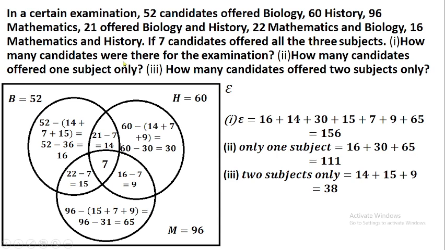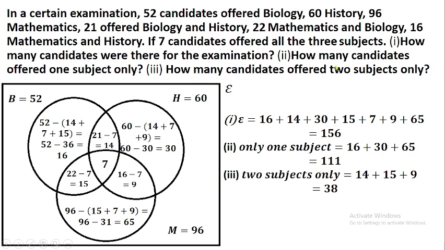How many candidates were there for the examination? 156. That's the union of all the three subjects. Next question: how many candidates offer one subject only? People here offer one subject only. That will be 16 plus 30 plus 65. So that will give us 111.